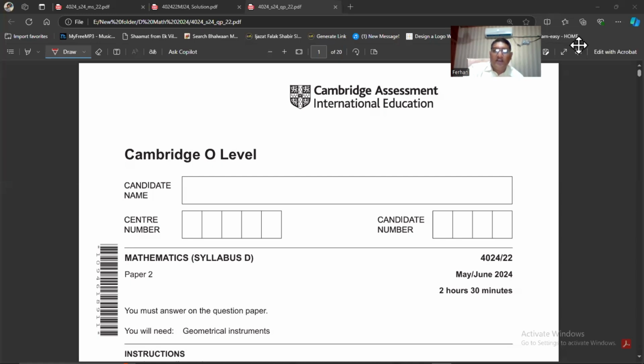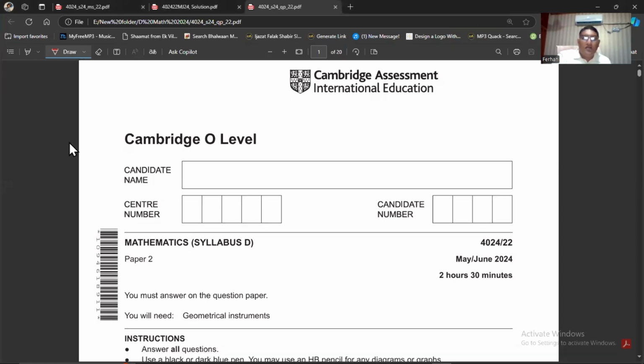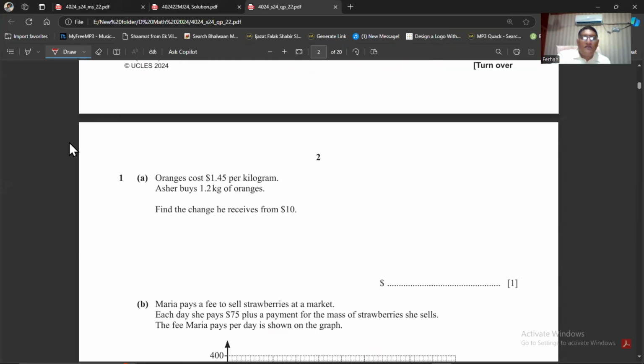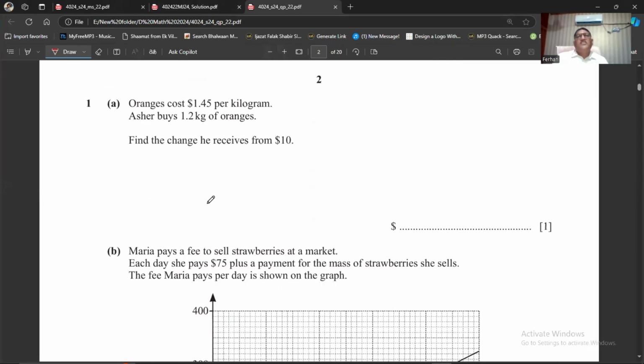So on your screen, the May-June 2024 paper 2 is showing up. So let's start. Question number 1, part A. Oranges cost $1.45 per kilogram. Asher buys 1.2 kg of oranges. Find the change he receives from $10.